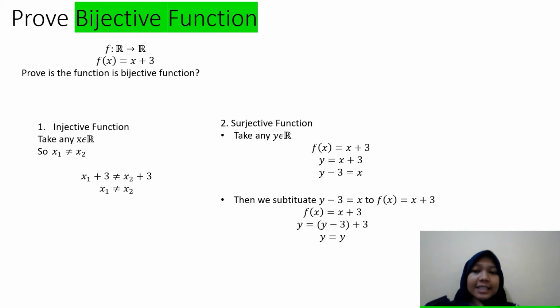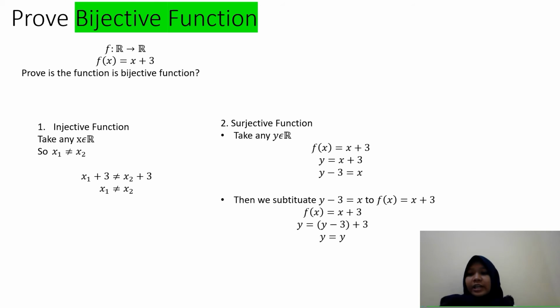The last is the bijective function. As I told you the first time, there is no separate definition for a bijective function, because we call it a bijective function if it is an injective function and it is also a surjective function. Okay, so like this one. There's a function from R to R where f(x) is equal to x plus 3. Prove that the function is a bijective function. It's up to you what you want to prove first. You can prove injective first, it's okay, or surjective first, it's okay. But this time, I prove injective first because it's easier for me.